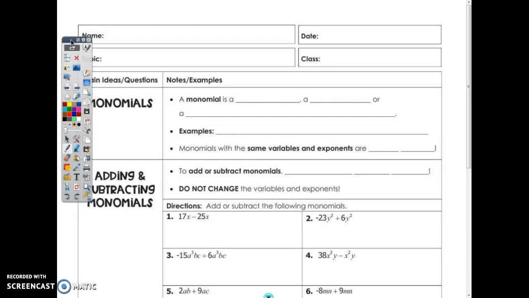A monomial can be a number. It can be a variable. That means a letter. Or it can be a product of numbers and variables.